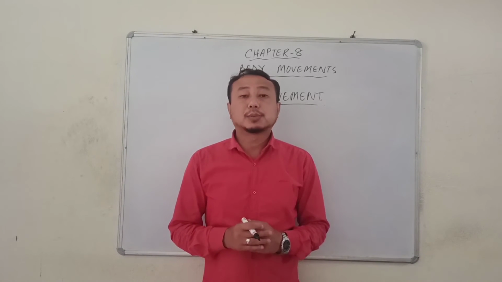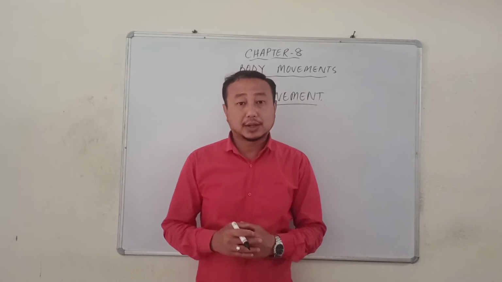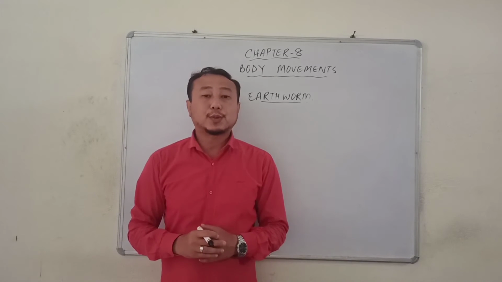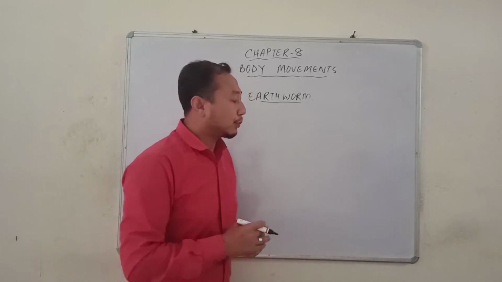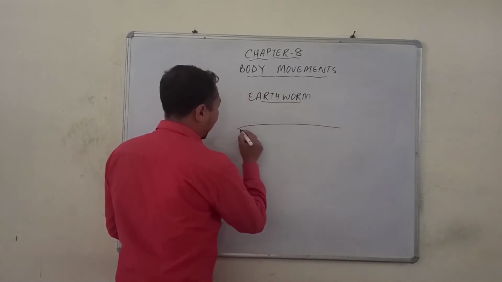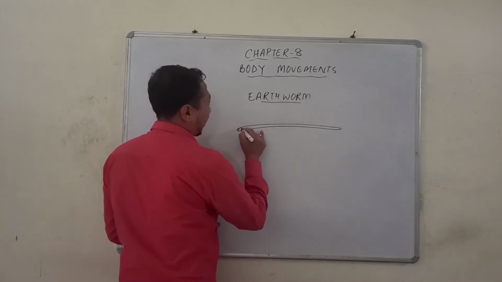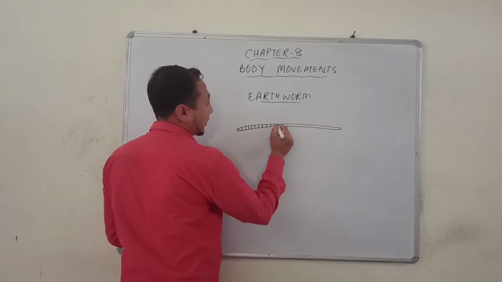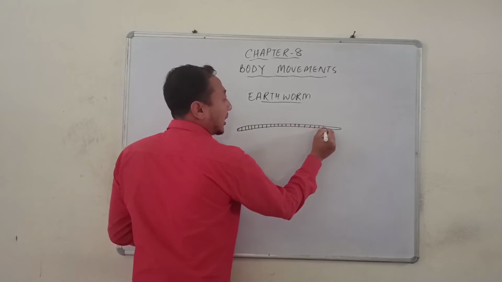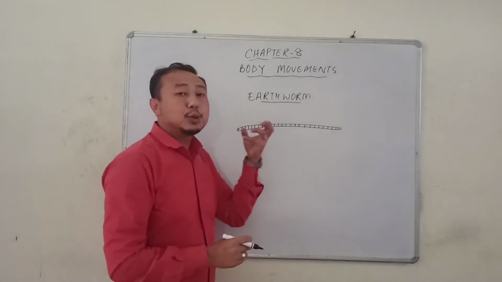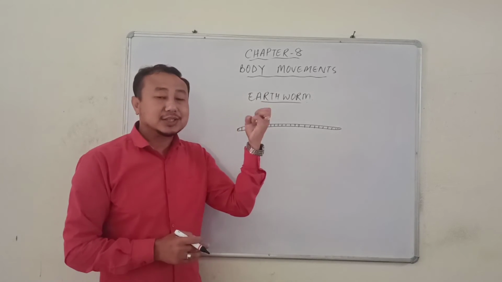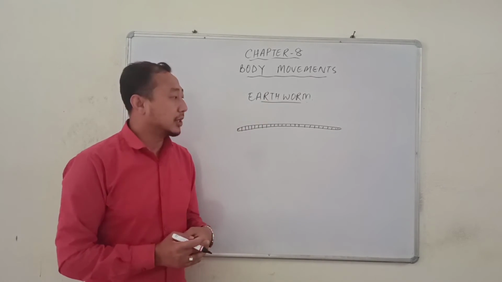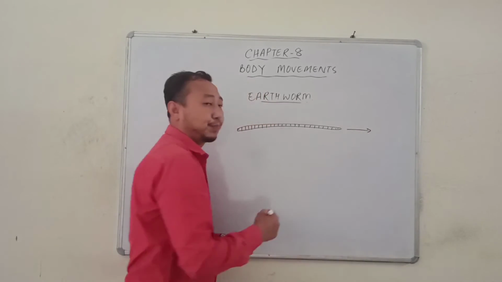Now, let us come to the movement that is performed by different other animals. The first animal that we are going to take up is the earthworm. When we observe the body structure of an earthworm, we will be able to see that there is the presence of small ring-like structures. Inside their body, there are numerous ring-shaped muscles. These muscles contract and expand to help in the movement of the earthworm.